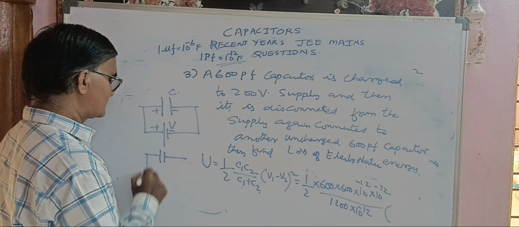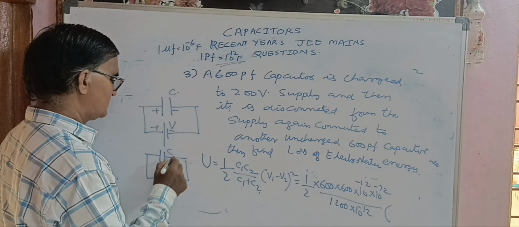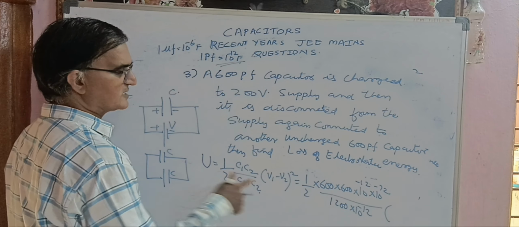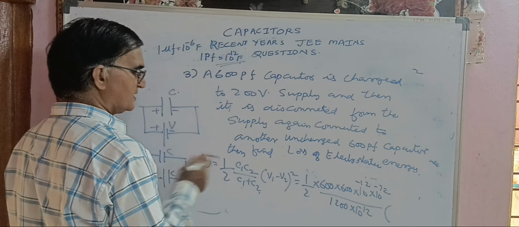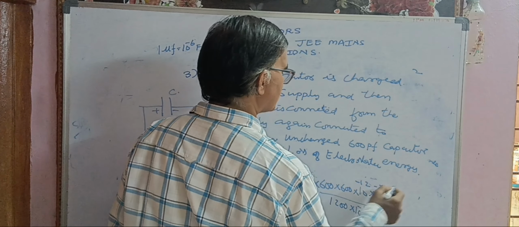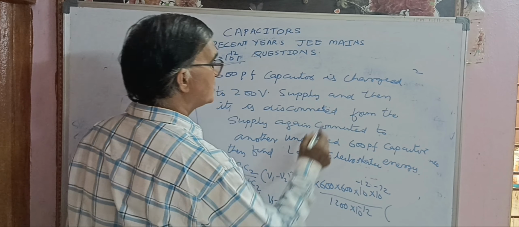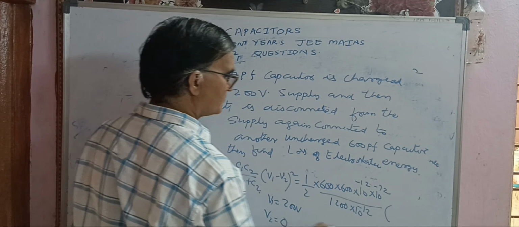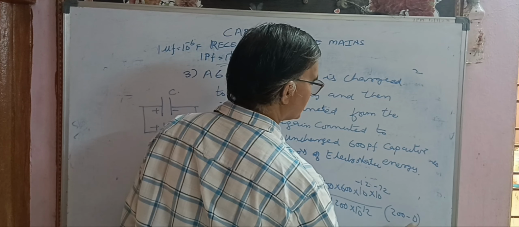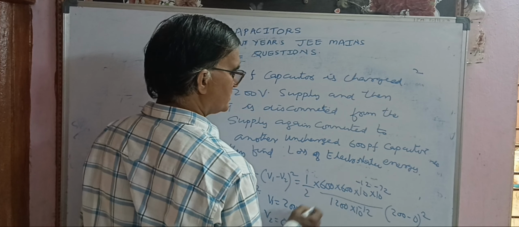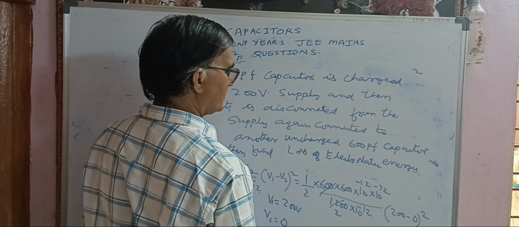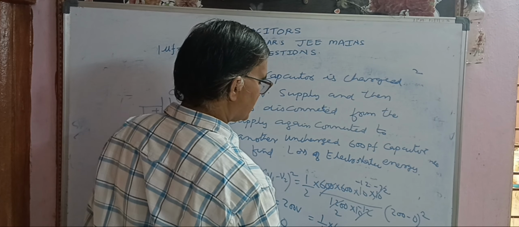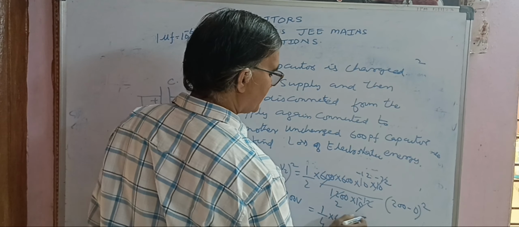Again you are connecting like this, same equal capacitors, same model. So capacitance is the same. Then this loss of energy, this one is uncharged, no? Uncharged. So V1 minus V2, how much do you get here? 200 volts. The other one is uncharged, so 0. So 200 minus 0, whole square. So this goes two times here, the minus 12 cancels. 1 by 4, you got 600 into 200 into 200.